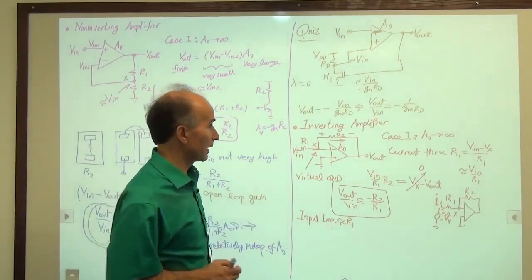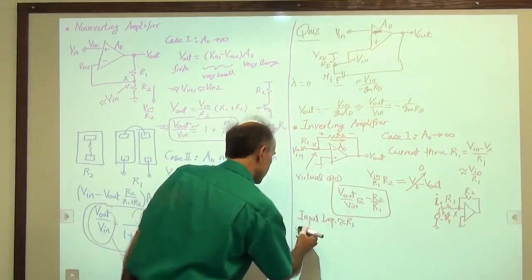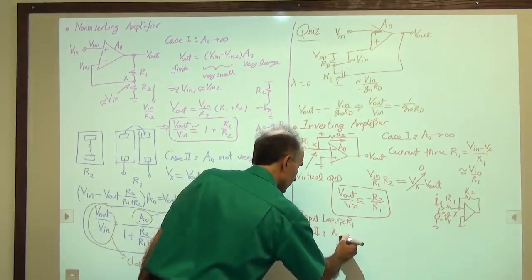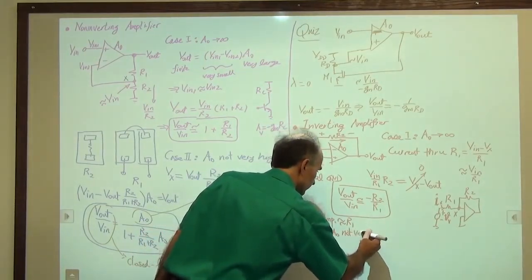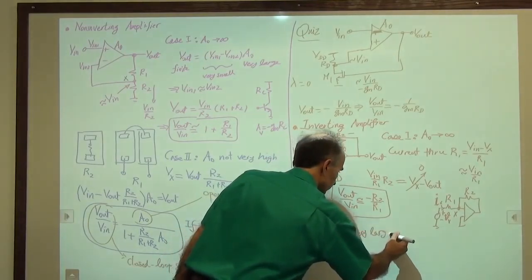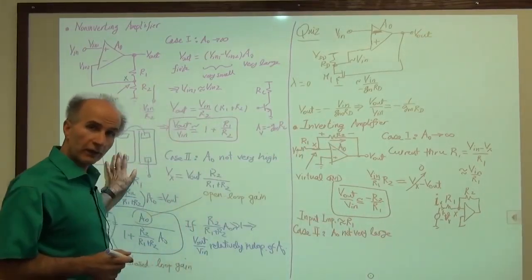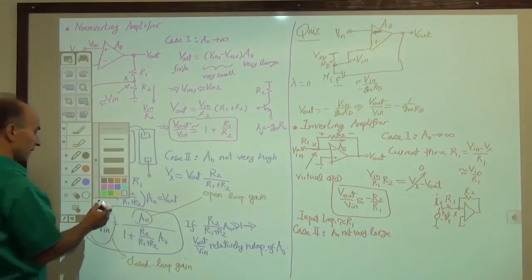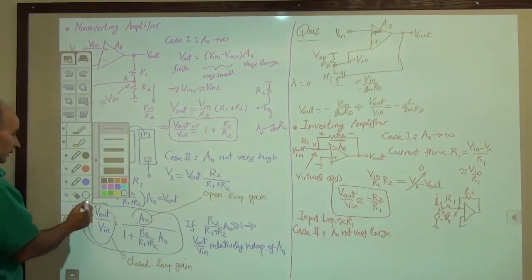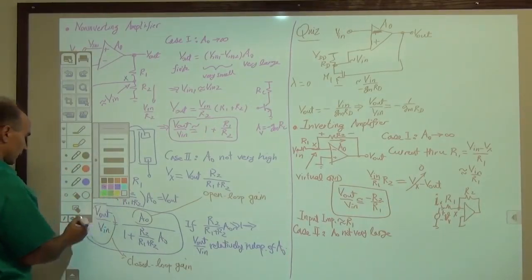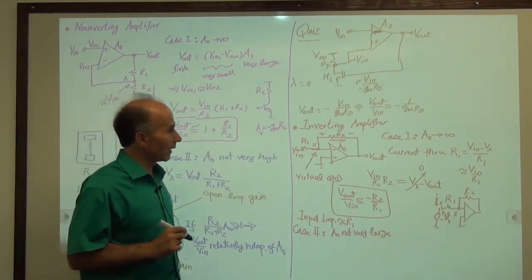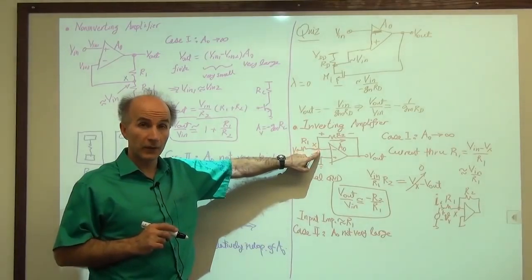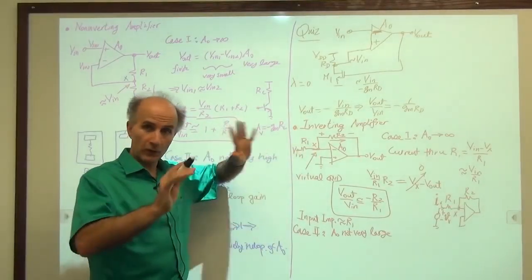The next question, or the next case, is when this gain is not infinite, so A0 not very large. Just like the non-inverting amplifier, we assume the gain is not very large, and we would like to analyze it and see what we get. So let me go to this color here. All right, if the gain is not very large, I cannot assume that this is close to 0. No problem, we'll just go ahead without that assumption.